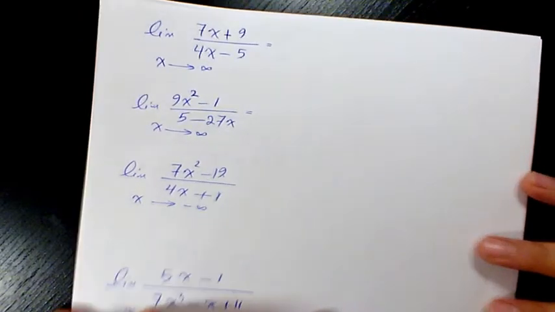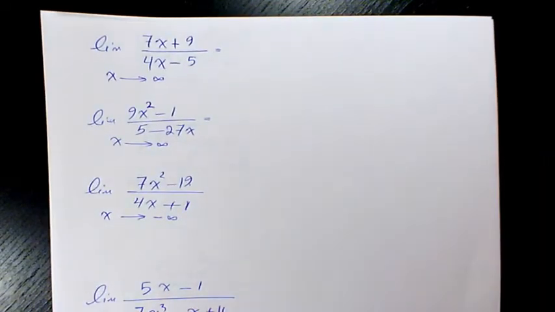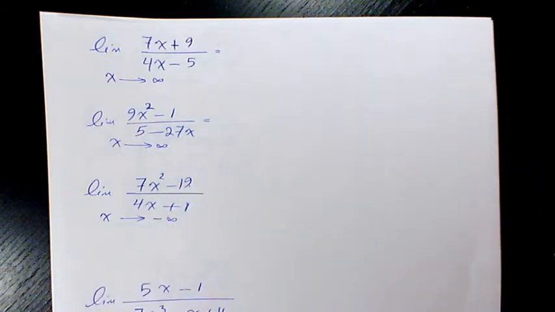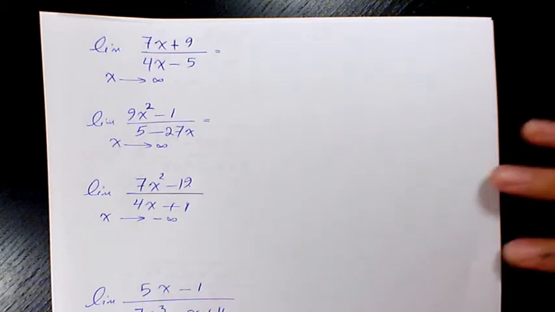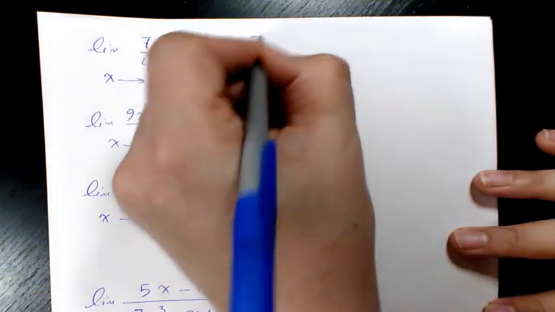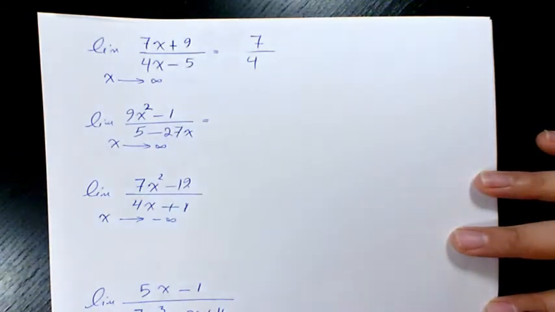Next example, you have 7x plus 9 over 4x minus 5 when x is approaching infinity. The order of the numerator and denominator are 1. They are the same, so the limit of this rational function is going to be the coefficient of the numerator over the leading coefficient of the denominator, which is going to be 7 over 4. Or you can also multiply both numerator and denominator by x to the power of negative 1 and find the limit. When you evaluate it, that's going to be equal to 7 over 4.